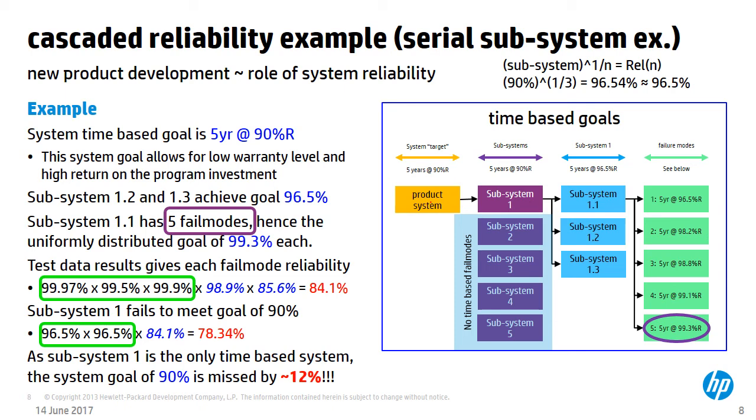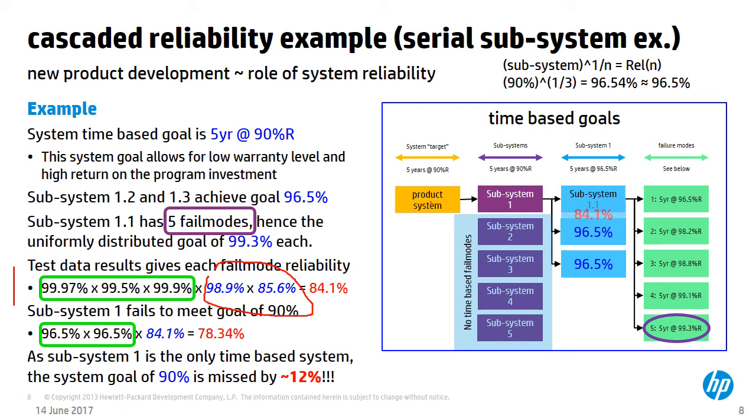In this case, we'll say the system has 5 fail modes, and hence the uniformly distributed goal of 99.3% for each fail mode. As we look at this, there might be data saying that we have good reliability with 99.97, 99.5, and 99.9%. However, there are 2 fail modes that are not achieving the goal of 99.3. One is at 98.9, the other 85.6.